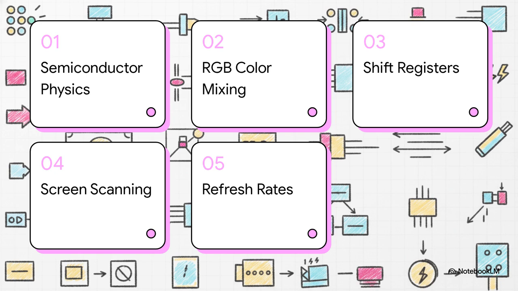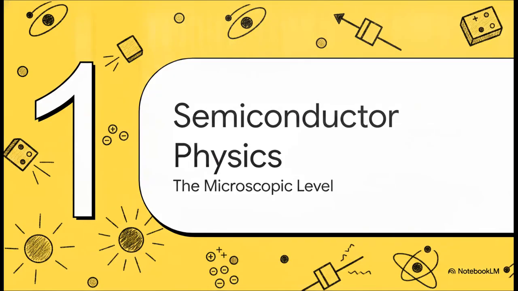Our agenda today covers 5 main areas. 1. Semiconductor physics. 2. RGB color mixing. 3. Shift registers. 4. Screen scanning. And 5. Refresh rates. So, starting off with Section 1, Semiconductor physics at the microscopic level.